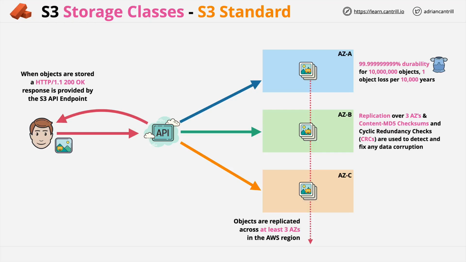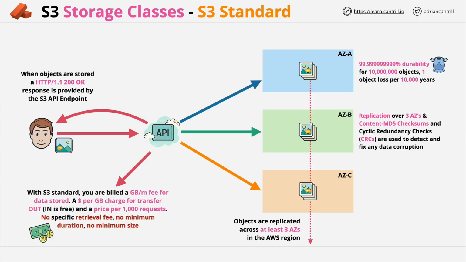With S3 Standard, there are a number of components to how you'll be billed for the product. You'll be billed a per gigabyte per month fee for data stored within S3, a $1 per gigabyte charge for transfer of data out of S3, and transfer into S3 is free, and then finally you have a price per 1,000 requests made to the product. There are no specific retrieval fees, no minimum duration for objects stored, and no minimum object sizes.